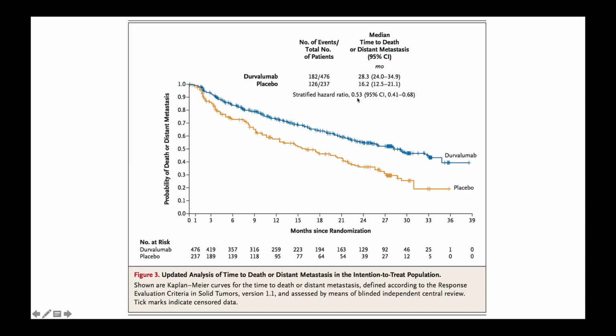What is the hazard ratio? 53% with regards to progression-free survival or death. So the durvalumab group had a 53% proportional risk of probability of death or distant metastasis compared to the placebo group. Or put another way, they had a reduction in their mortality or worsening or progression of their disease by 47%. And so those are two ways to look at the same coin.